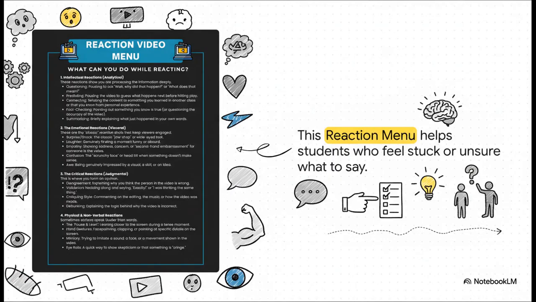But what about that student who just freezes and says, I don't know what to say? For them, there is an absolutely brilliant tool called the Reaction Video Menu. This thing is a game changer. It's a scaffold that gives them a list of options when they feel stuck. As you can see, it breaks reactions down into 4 main types: intellectual, emotional, critical, and even physical. Let's quickly go through each one.